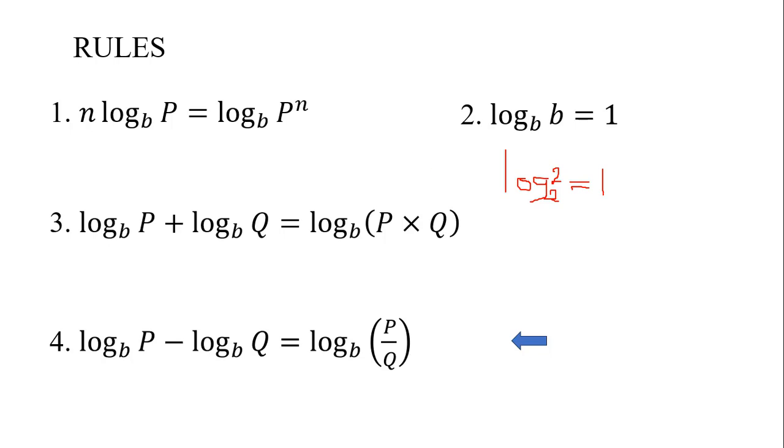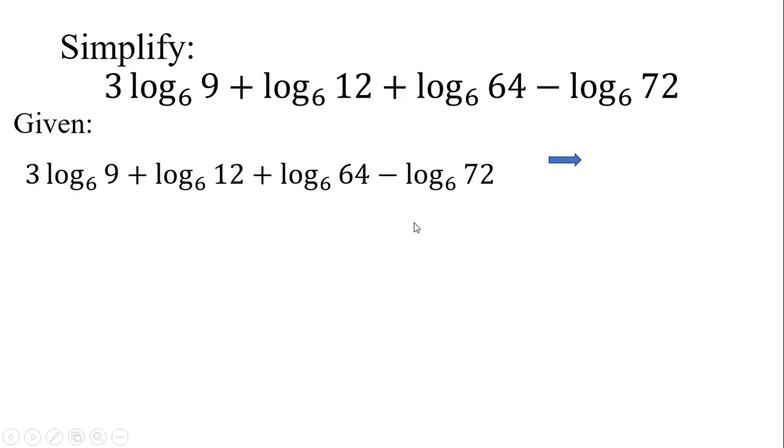Now, the third rule is the logarithm of a number p to base b plus logarithm of q to base b equals the logarithm of p times q to base b. Then we have the logarithm of p to base b minus logarithm of q to base b equals the logarithm of p divided by q to base b. Alright, so let's go back to our question and apply these rules one after the other.